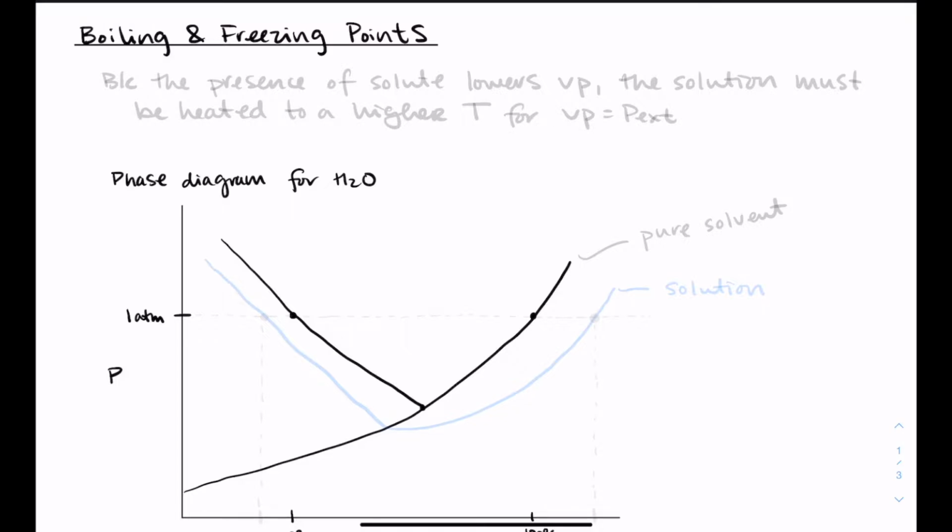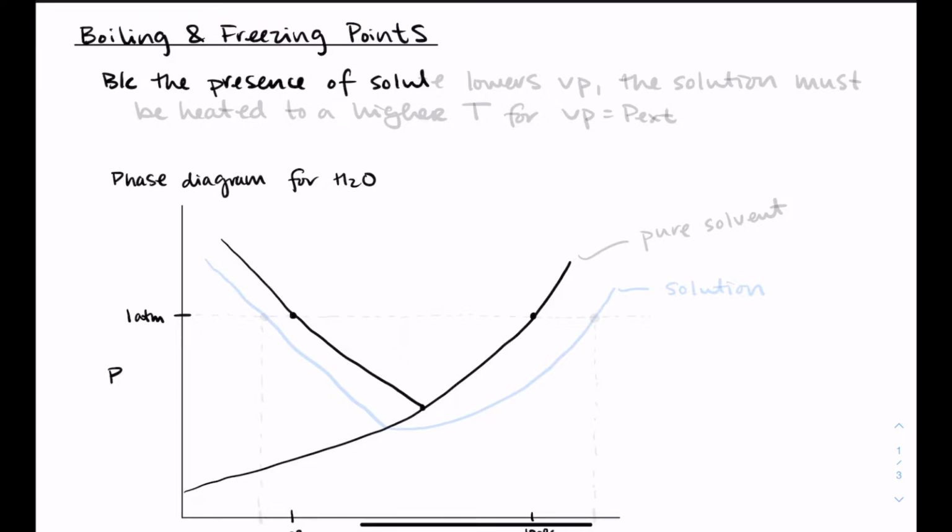Okay, so boiling points and freezing points, I'm going to do these together because we'll use the same types of equations and we can show this on a phase diagram, which is pretty cool. So for boiling and freezing points, because the presence of a solute lowers the vapor pressure, the solution has to be heated to a higher temperature for the vapor pressure to equal the external pressure. So that's kind of the step-by-step logic for getting you to the boiling point change.